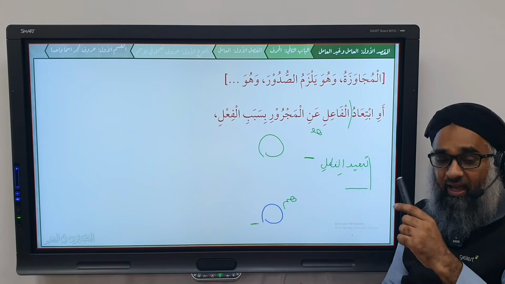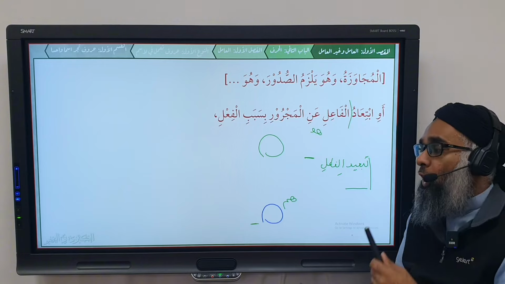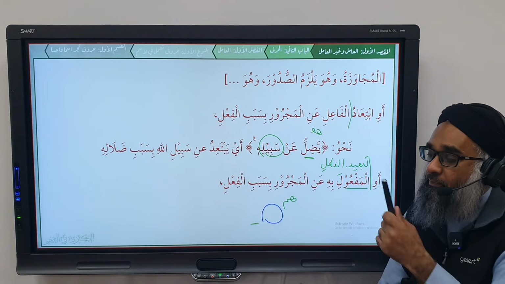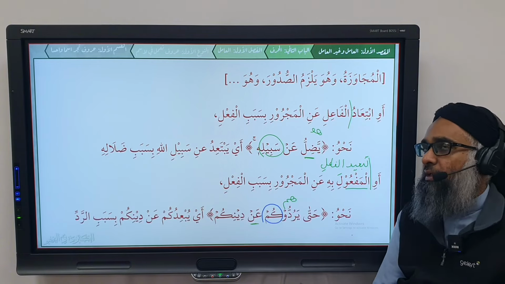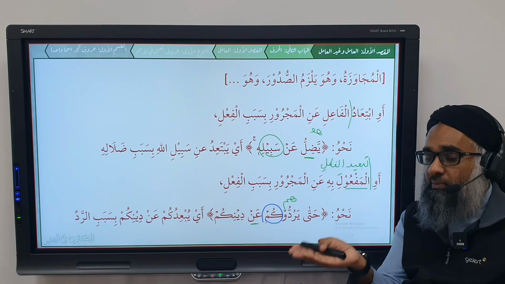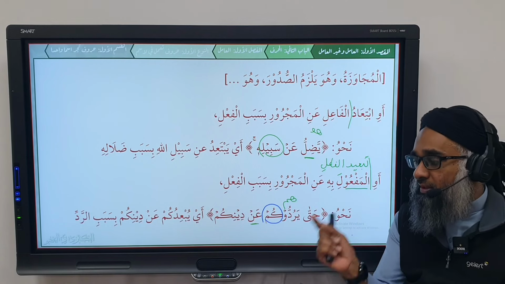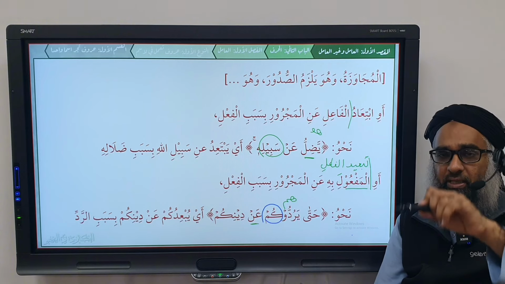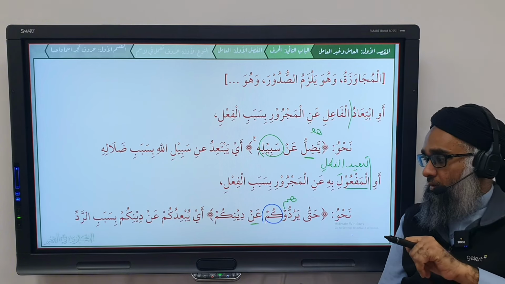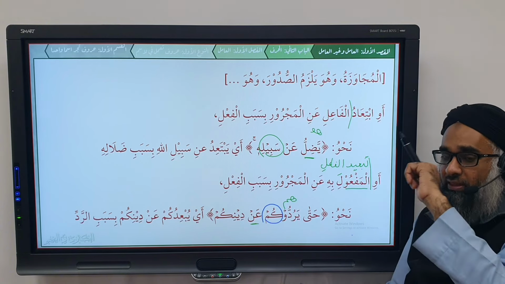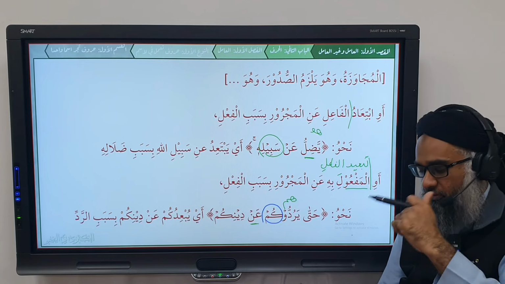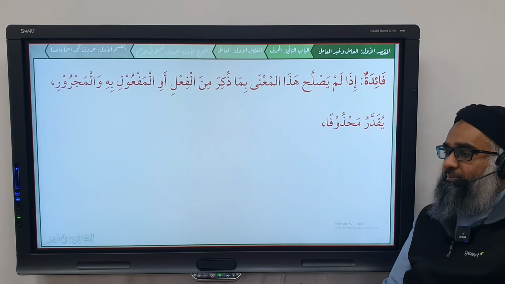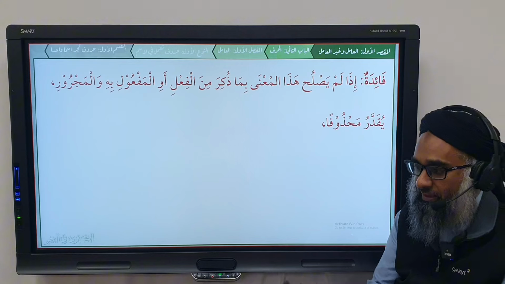Number two, the فاعل went away from the مجرور because of the فعل, or the فاعل took the مفعول به away. Sorry, I'm thinking wrong. The فاعل took away the مفعول به from the مجرور because of the فعل. Fahim? So, okay, we got a few examples that fit perfectly.